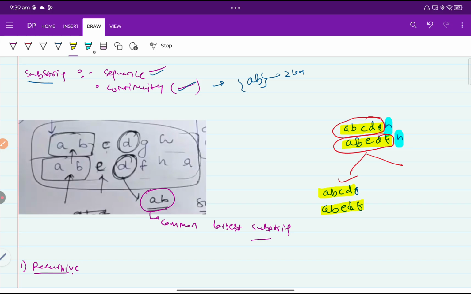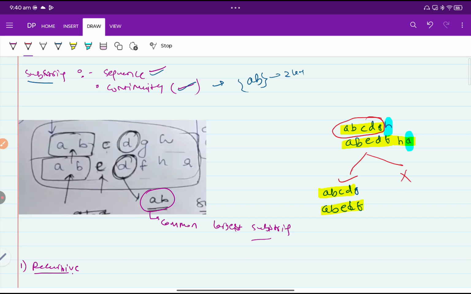But suppose there is a mismatch. For example, here there is an h, and after the h there is an a. No matching will happen. Then what will you do in this case? There is nothing matching between them, so in one case we remove this part.